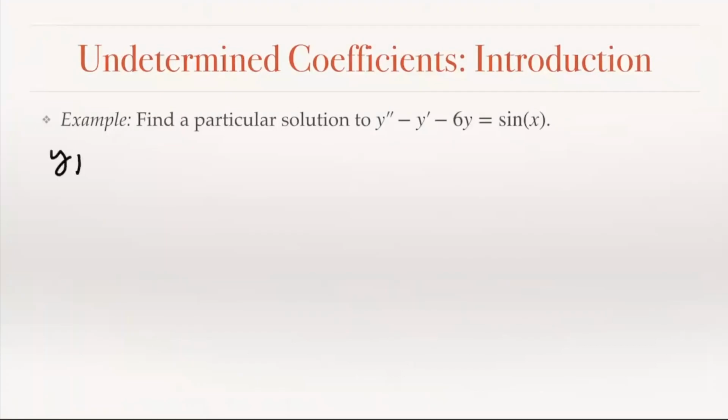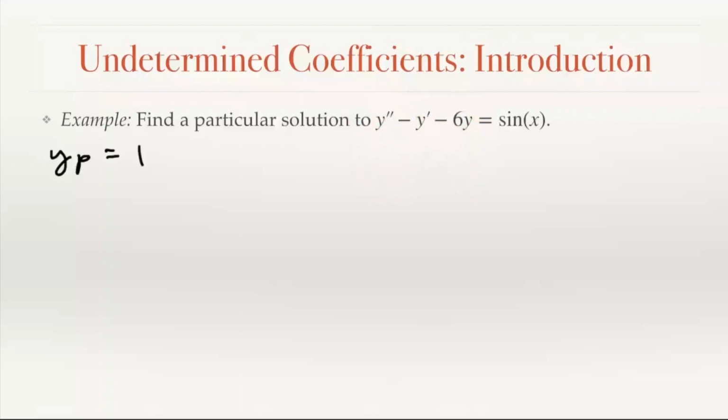So what is our y sub p? Well, let's think through this. If we plug in some scalar multiple of sine x, we'll have a sine x there. The derivative of that is cosine. The double derivative of sine, the derivative of cosine, is a negative sine. So we'll have something like a sine, cosine, sine.